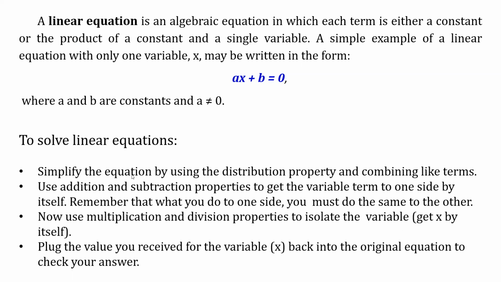First, simplify the equation by using the distribution property and combining like terms. Next, use addition and subtraction properties to get the variable term to one side by itself. Here, remember that whatever you do to one side, you must do the same to the other side. Now, use multiplication and division properties to isolate the variable and plug the value you received for the variable x back into the original equation to check your answer.